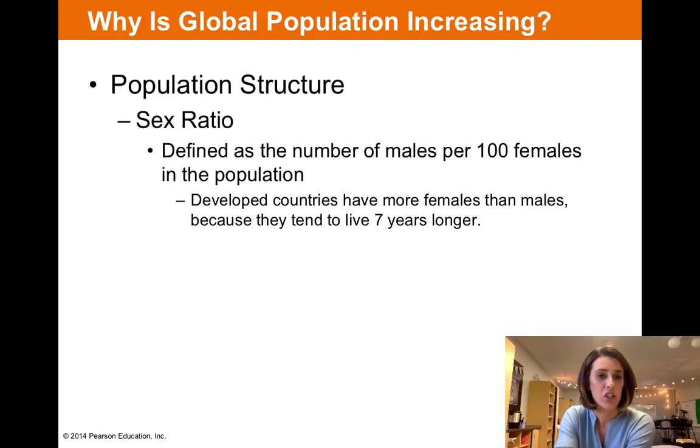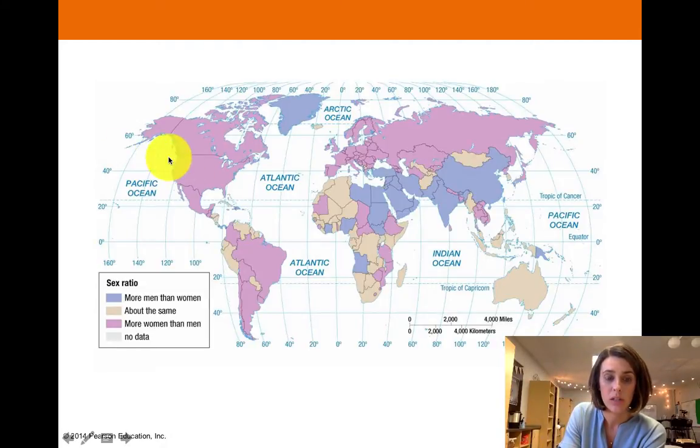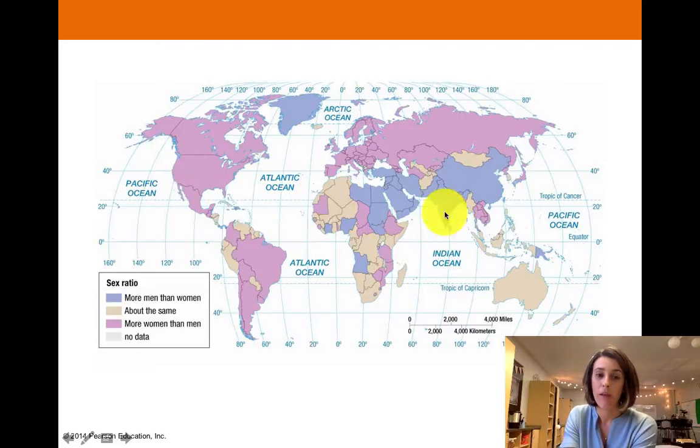And then sex ratio is defined as the number of males per 100 females in the population. Developed countries have more females than males because, sorry guys, females tend to live 7 years longer than men. This is a map just showing us our sex ratio in the world. Where you see these purple countries, there are more women than men. Where you see blue, you see more men than women. And where you see tan is about the same.